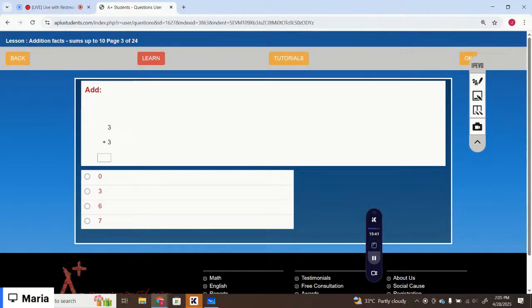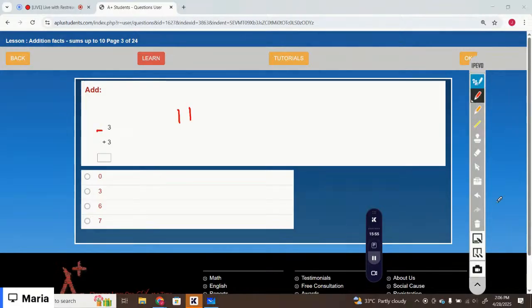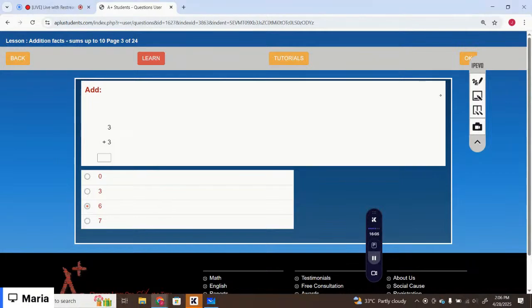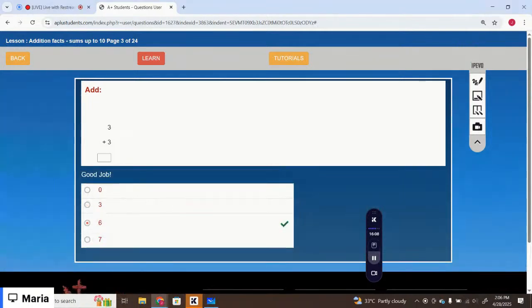3 plus 3 equals. So start with 3 and count up 3. So that is 3, 4, 5, 6. So 3 plus 3 makes 6. Option number 3 is the correct option.